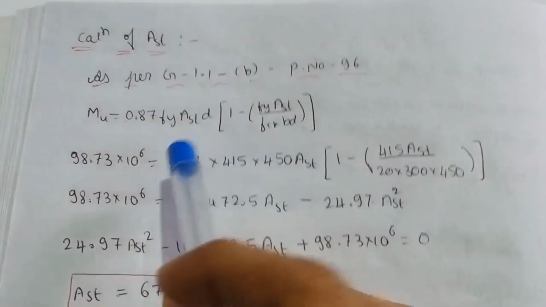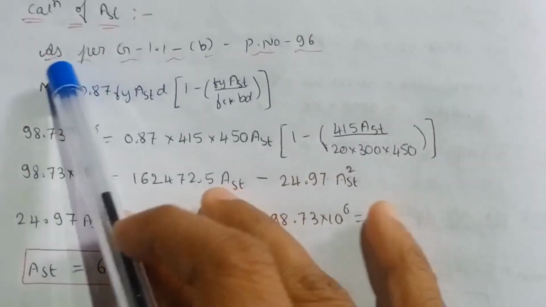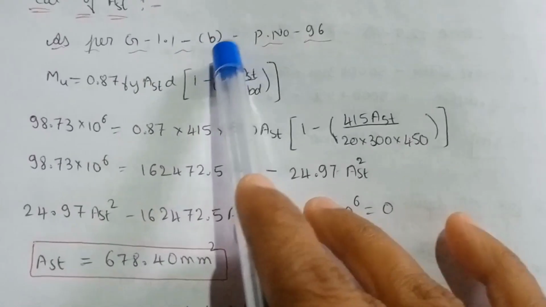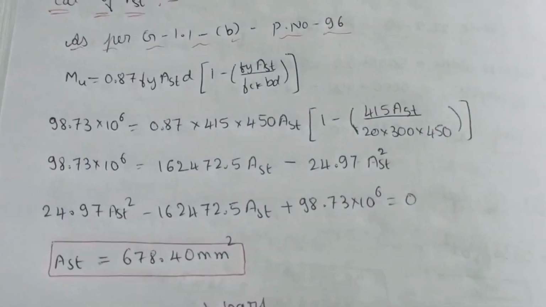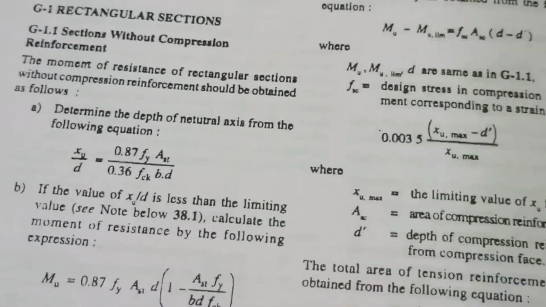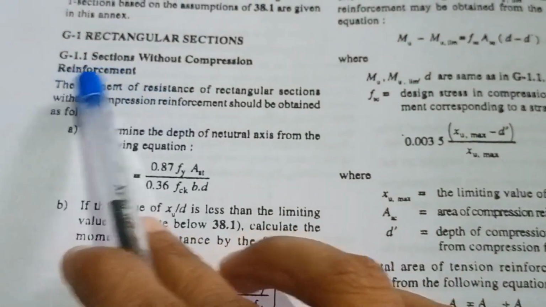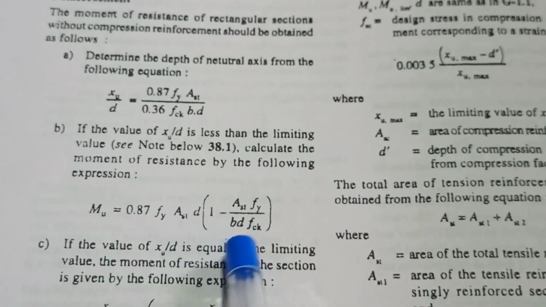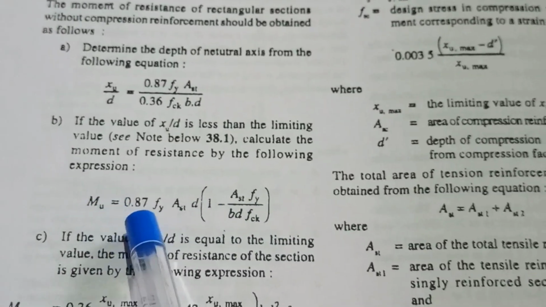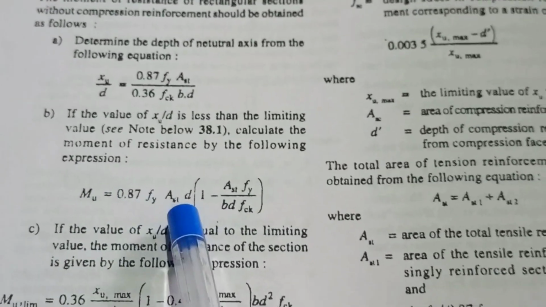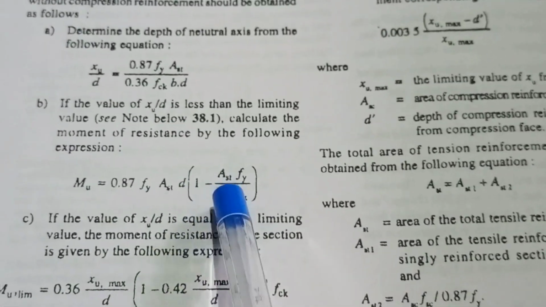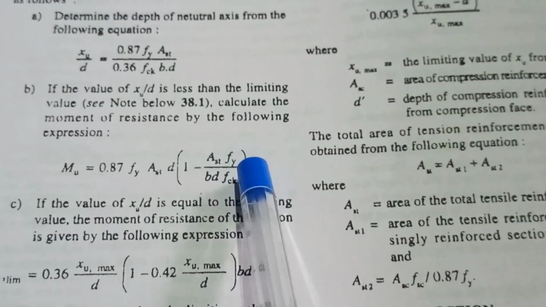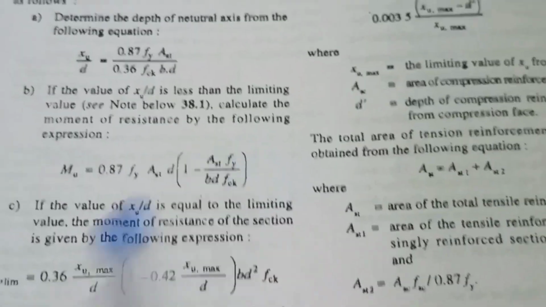So next step is to calculate the Ast. For that, as per G1.1b, page number 96, we'll calculate the Ast. Here is the formula of Ast calculation, that is Mu is equal to 0.87 fy Ast d, bracket 1 minus Ast fy divided by b d fck. By using this formula, we'll calculate the Ast.